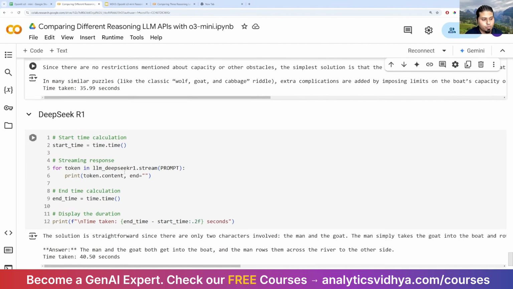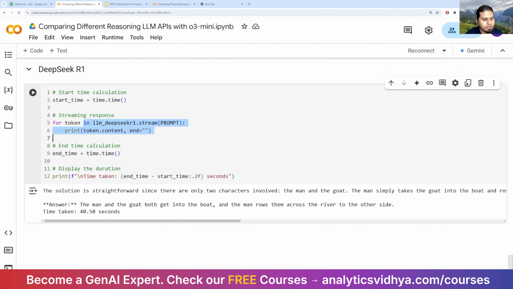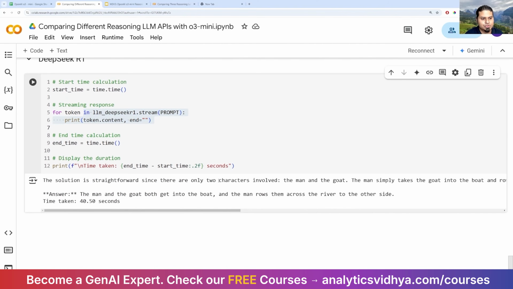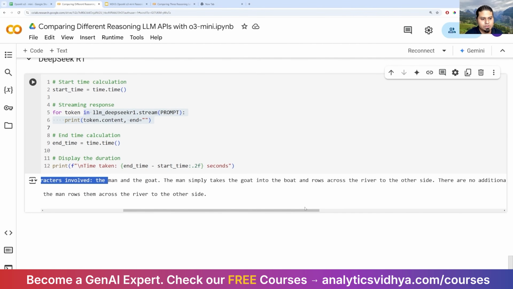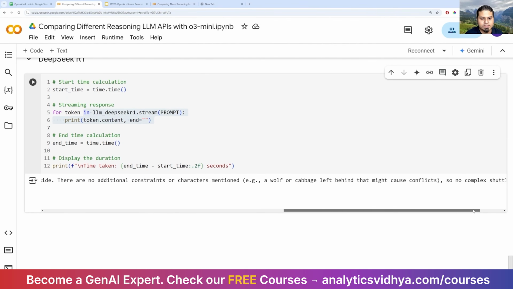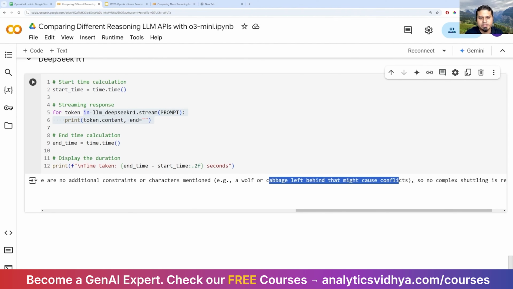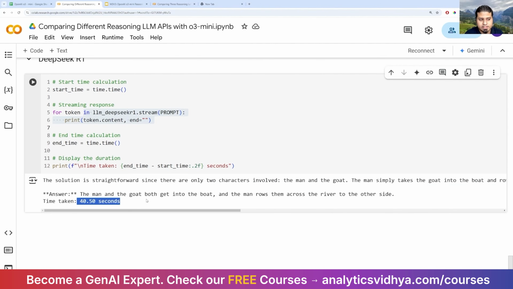And for DeepSeek R1, we send it to DeepSeek R1. Solution is straightforward since two characters involved, man and the goat. They both go to the other side. It does think about the other aspects typically associated with this problem, but it does not let that sway its reasoning. It does take a bit longer, 40 seconds, but does a pretty good job.